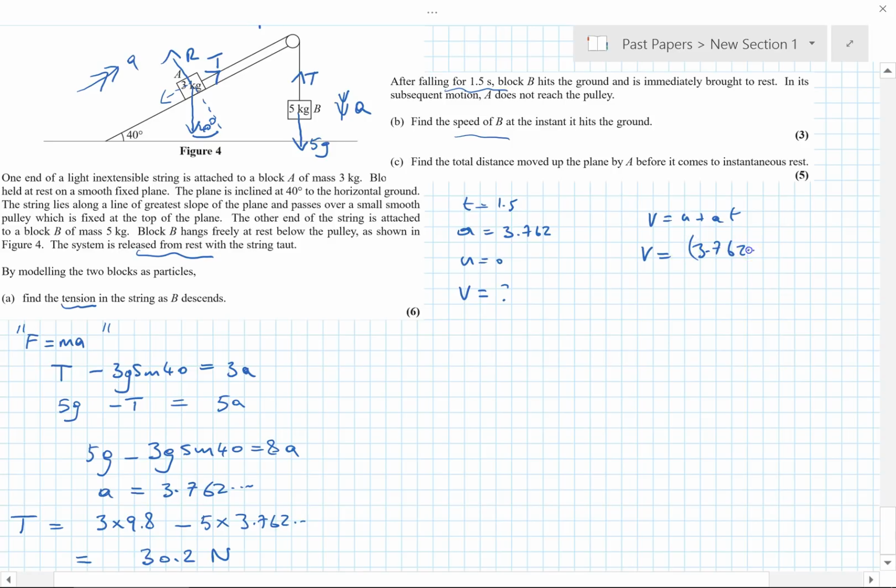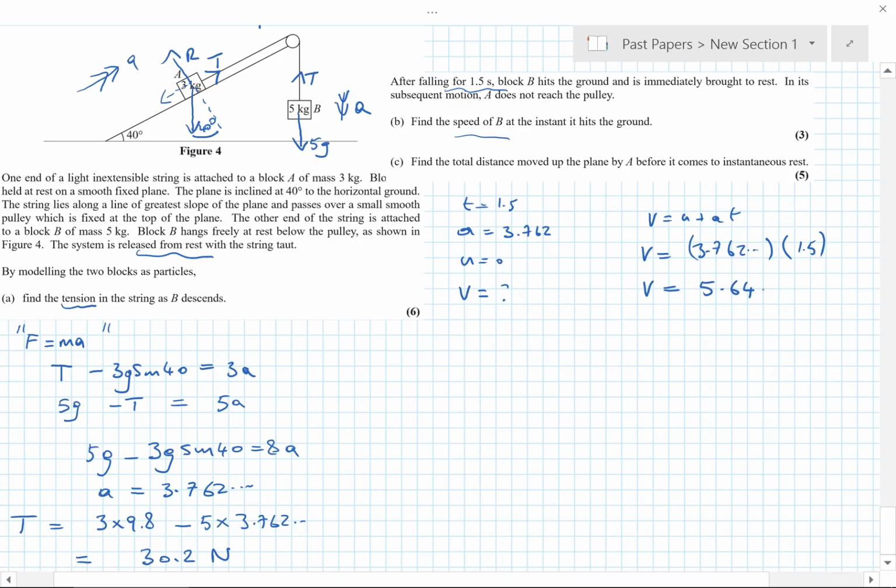So V is equal to 0 plus A, which is 3.762 times by the 1.5, and that gives us to three significant figures 5.64. Again, I'm likely to need that more accurately, so stored on my calculator I also have the number 5.644133302. But we want 2 or 3 significant figures when we present the answer there.